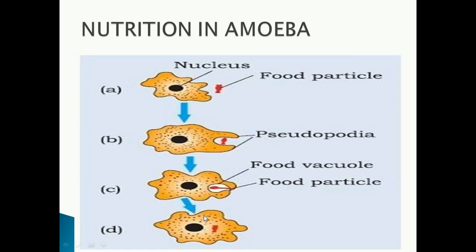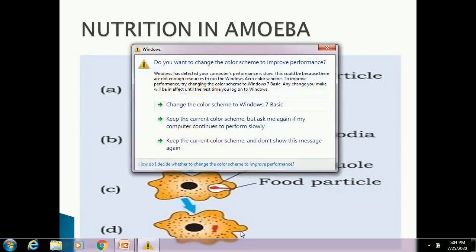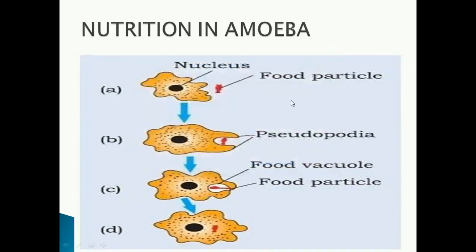Understood, children? So the amoeba will engulf the food particle with the help of finger-like projections called pseudopodia. Once it has engulfed the food, it will form a food vacuole, and the digestive juices secreted by the amoeba will break the food particle into simpler substances, which will then be utilized by the cells of the organism. After that, undigested food will be ejected at any point of the amoeba. This is about nutrition in amoeba.